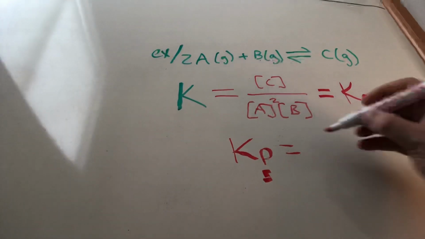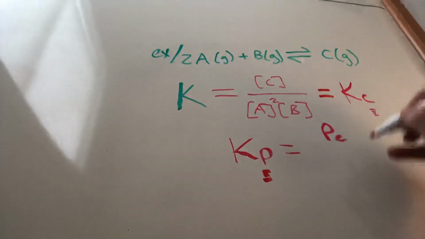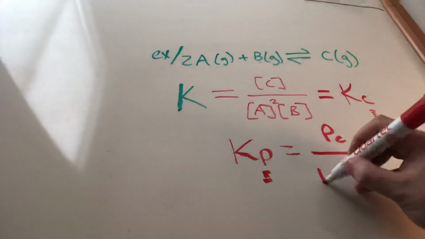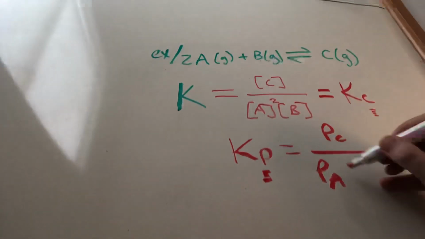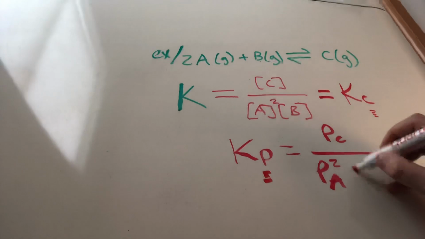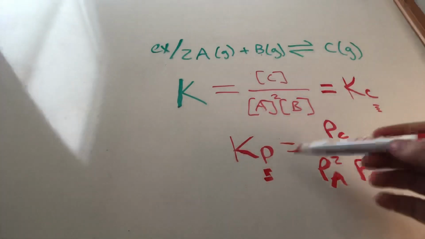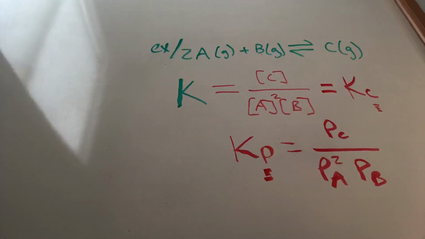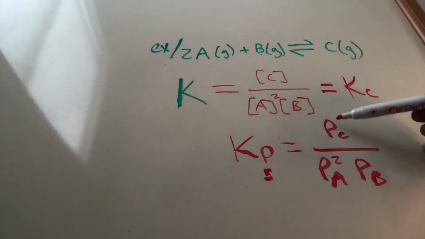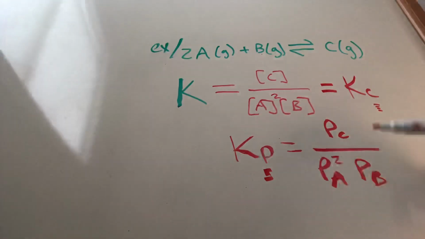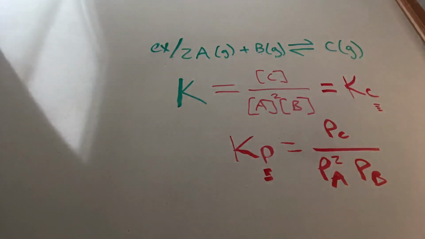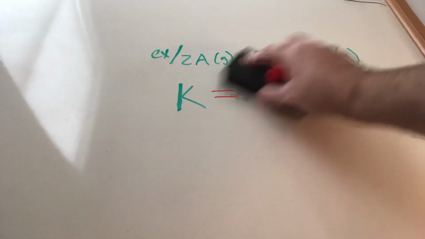So for this reaction, we would write it as the pressure of C over the pressure of A squared, because of the stoichiometric coefficient, and the pressure of B. So the difference between Kp and Kc is what you use for quantifying the species. Kp uses pressures, Kc uses concentrations, but hopefully you can see this is the same functional form. All right, let's practice one more and then talk about an important idea with writing these K expressions.